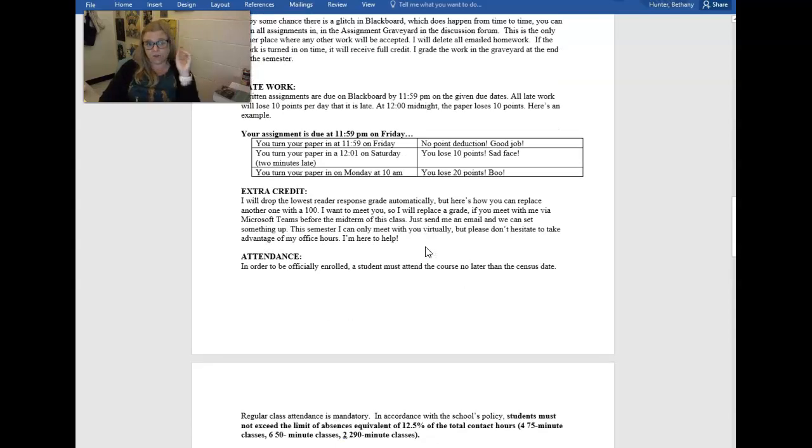So we'll move on. Extra credit. For your reader responses, I automatically drop 1. It just goes away. So that's one good thing. But I do a grade replacement too. If you are willing to meet with me before the midterm via a Teams meeting, then I will also replace another low grade with 100. I do this because I want you to know it's a really great resource and a really great way to see my face and have a good conversation. It's not that big of a deal, because we're just introducing ourselves, but I'll replace one grade just for meeting with me, because once you do it one time, most students will come back and meet with me again.